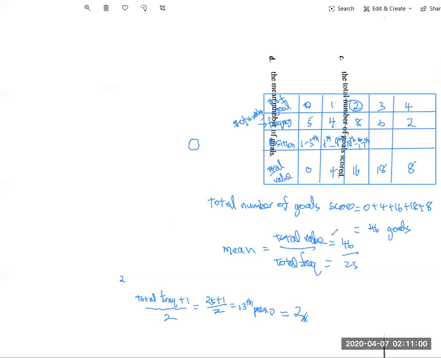There should be only one equal sign. You cannot have two equal signs. So this is equal. Now, if you divide, let's see what value you get. So it is 1.84.